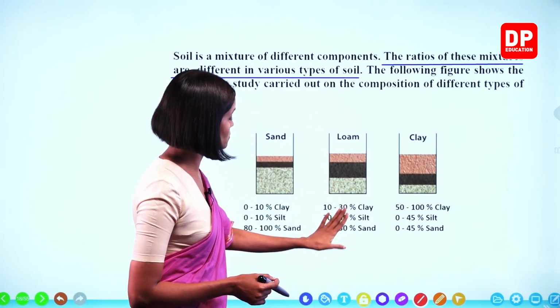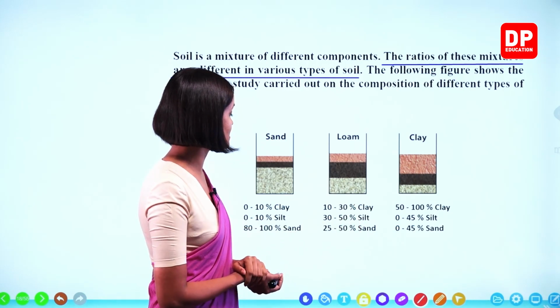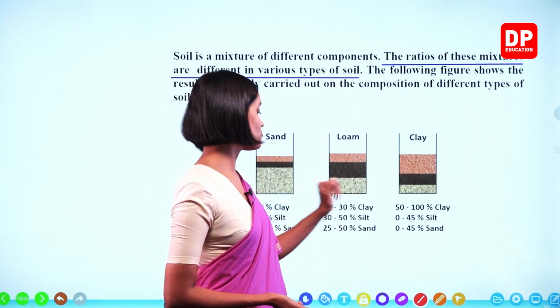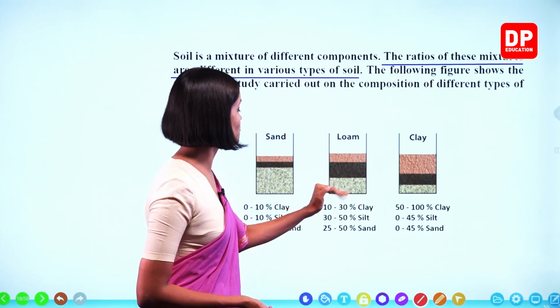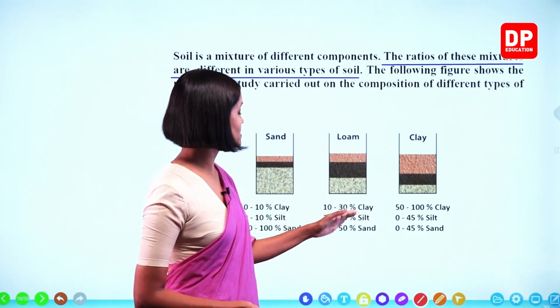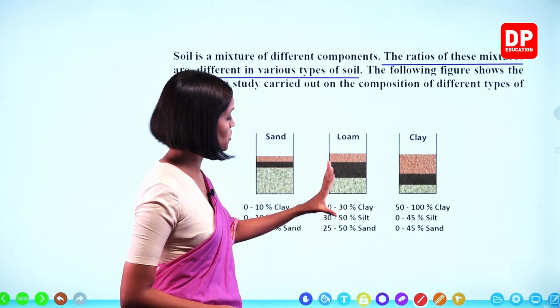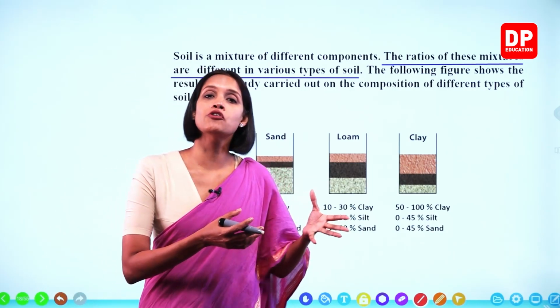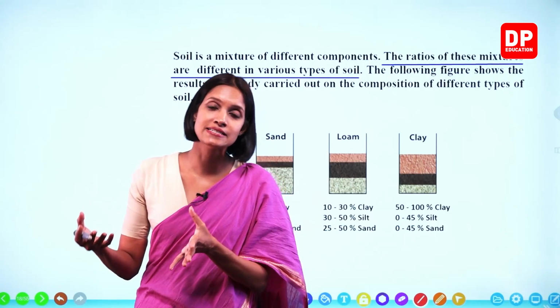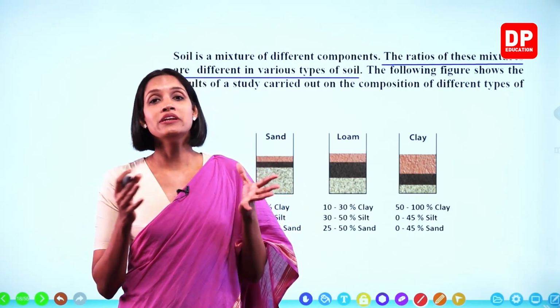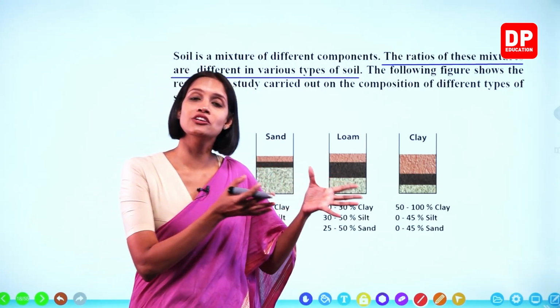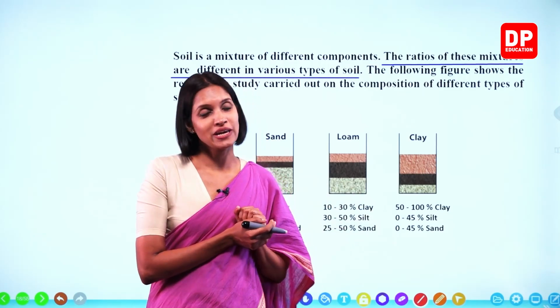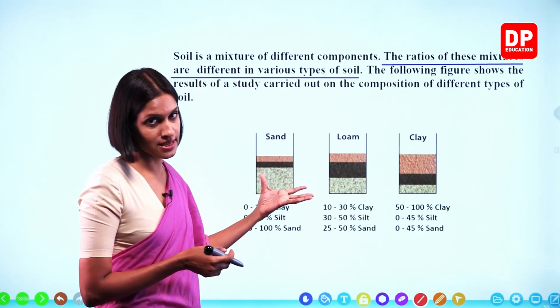Loamy soil, look, all three particles contain 10 to 30% of clay, 30 to 50% of silt, 25 to 50% of sand. It depends from place to place. Even if you take a certain amount of loamy soil from an agricultural land, it might be different from the loamy soil present in your home garden. So it's not always the same, children.